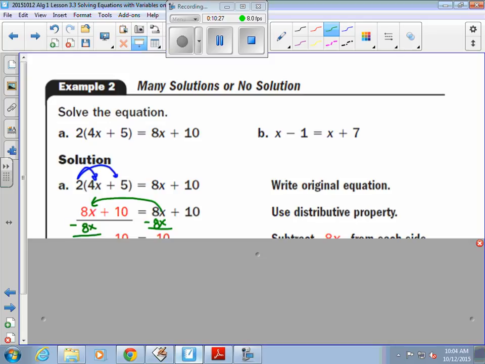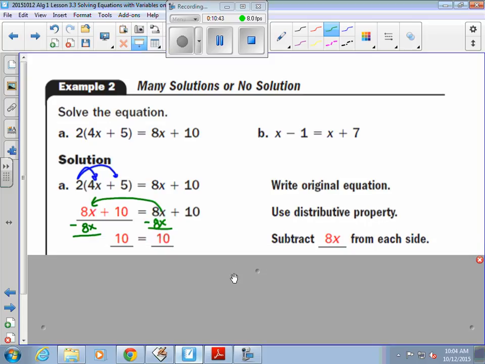Now, let this be one of those alerts to you, one of those red flag problems that pops up. We just eliminated the variable from the problem. The 8x is gone now. So now we got something that says 10 is 10. The x's, all of the variables are gone. Anytime the variables disappear, it's either going to be no solutions or all solutions.